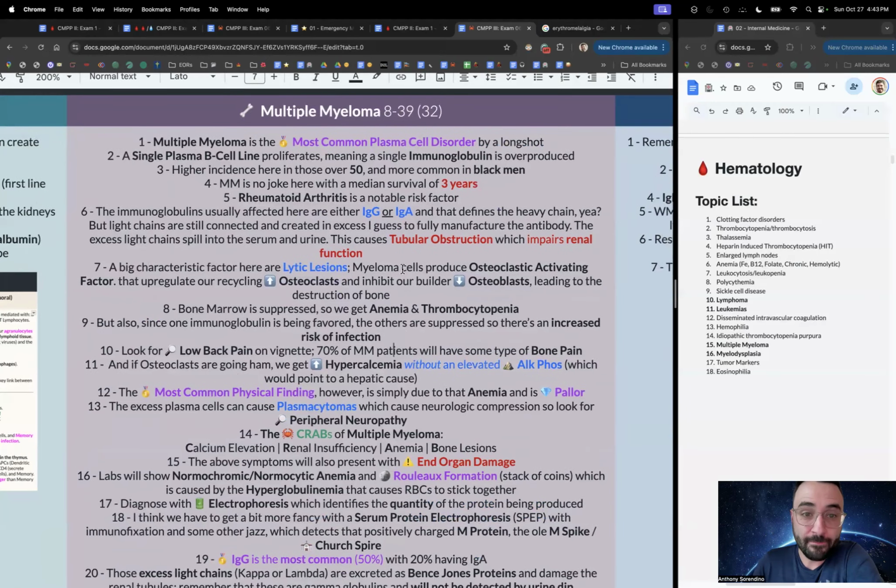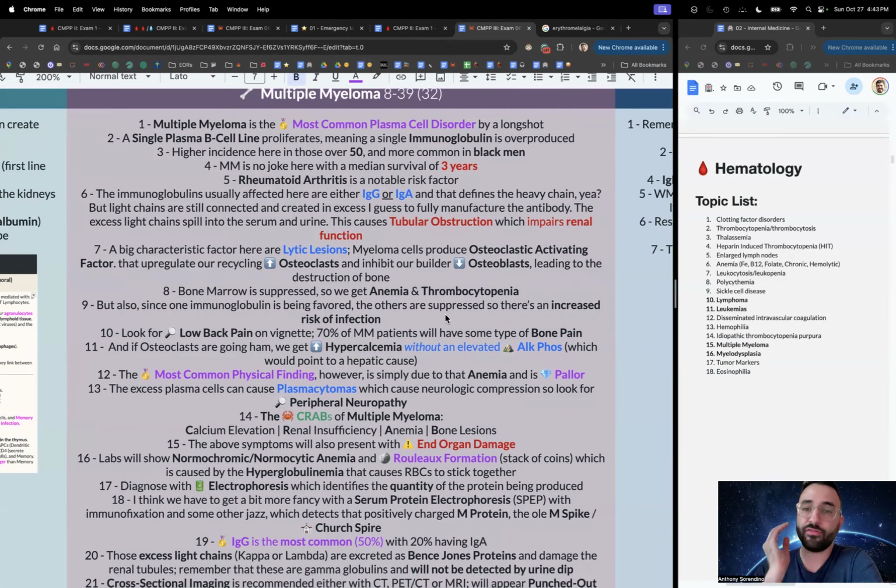All right, I'm just going to read all this. Multiple myeloma is the most common plasma cell disorder by a long shot. A single plasma B cell line proliferates, meaning a single immunoglobulin is overproduced. Higher incidence in those over 50 and more common in Black men. Multiple myeloma is no joke, with a median survival of 3 years. That's crazy. Rheumatoid arthritis is a notable risk factor. The immunoglobulins usually affected are either IgG or IgA, and that defines the heavy chain.